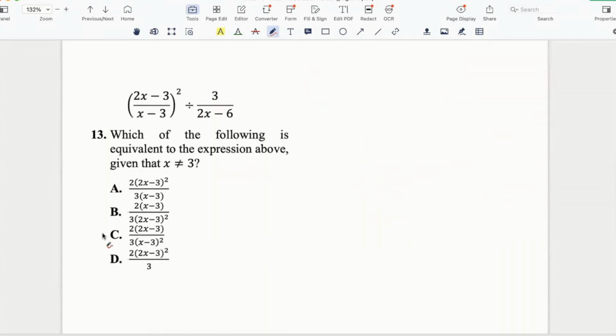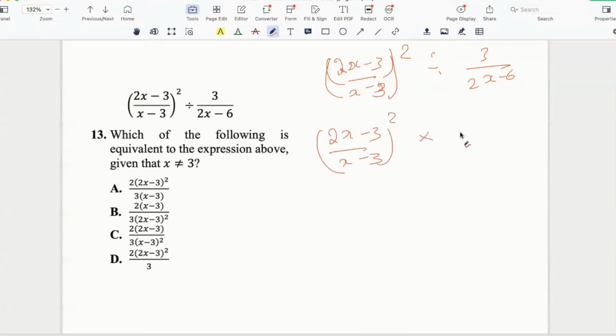Which of the following is equivalent to the expression above, given that x is not equal to 3? So (2x minus 3 divided by x minus 3) whole squared, divided by 3 by 2x minus 6. So (2x minus 3 by x minus 3) whole squared into (2x minus 6) by 3, the reciprocal. Now this 2x minus 6 I can write as 2 times (x minus 3). And this x minus 3 will cancel with this here.